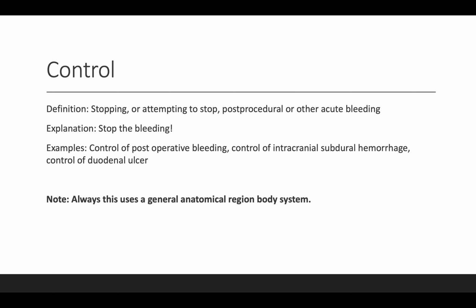Control. Definition: stopping or attempting to stop procedural or other acute bleeding. Our goal here is to stop the bleeding. So control of postoperative bleeding, control of intracranial subdural hemorrhage, control of duodenal ulcer. This always uses an anatomical body region, specifically if the control is for a post-procedural situation. For example, stopping the bleeding after a tonsillectomy. That is in the general anatomical regions.